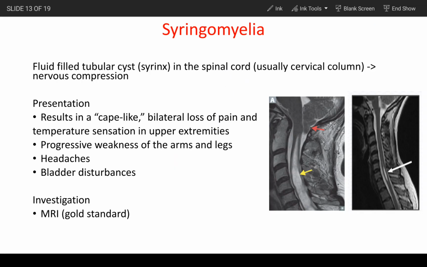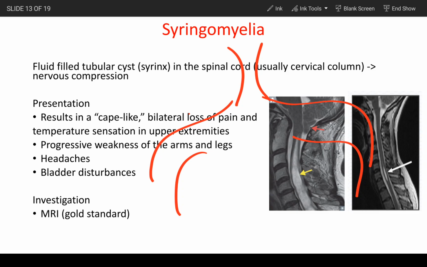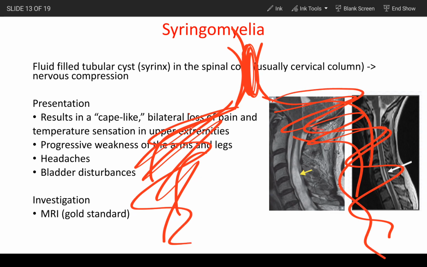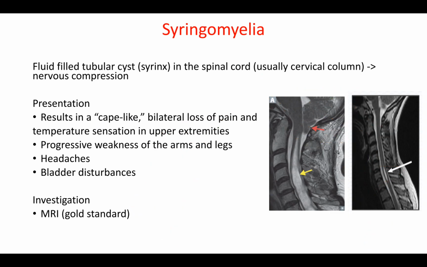So I'll try a better diagram. Neck, these are the guy's shoulders. So when there is a syrinx here, the nerves going here are being obstructed. Therefore, there is no temperature or pain sensation over your upper limbs. So this is like you're wearing a cape. Therefore, this is called cape-like bilateral loss of pain and temperature. So when this syrinx is in the cervical column, this happens.